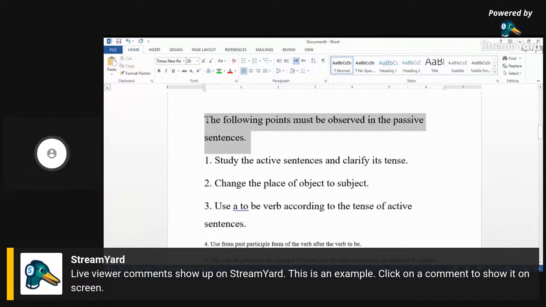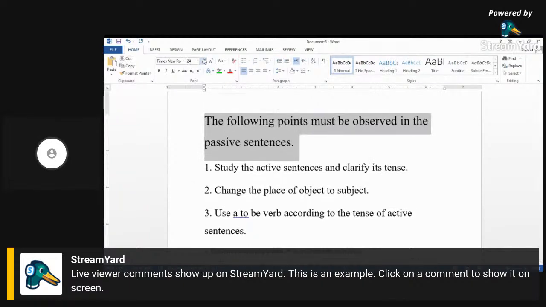What should we do whenever we would like to change an active into the passive voice? There are some rules and regulations that we have to obey. I mean, we have to observe those rules for changing active into the passive voice. The following points must be observed in the passive sentence.